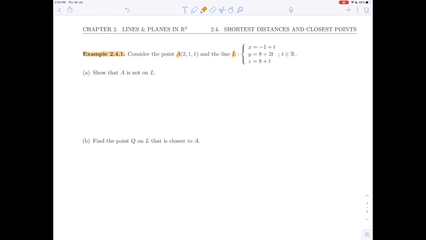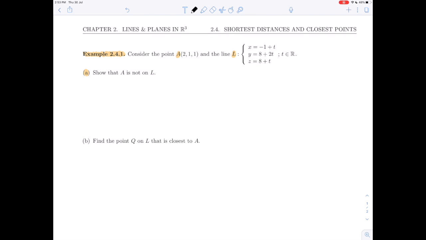So we're given point A, which is the point (2, 1, 1), and the line L, which is x is minus 1 plus t, y is 8 plus 2t, and z is 8 plus t. And we're asked, first of all, to show that, in fact, A is not on L. So this is something that we've done before when talking about lines.